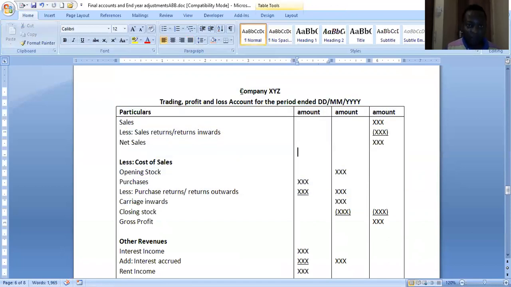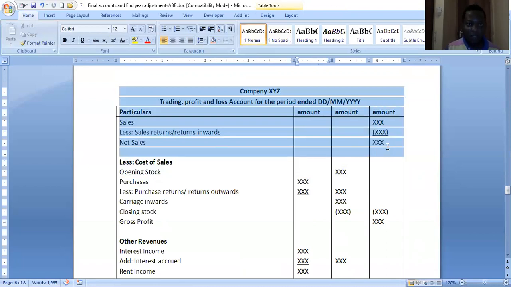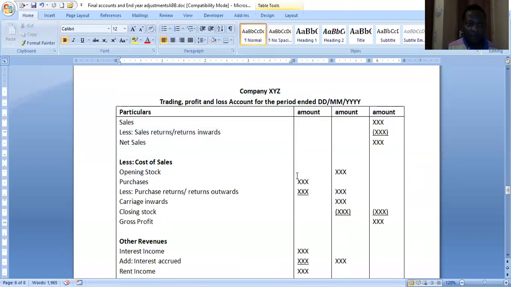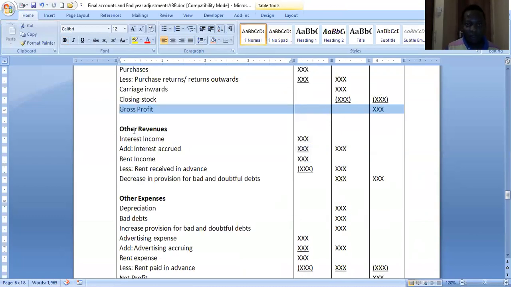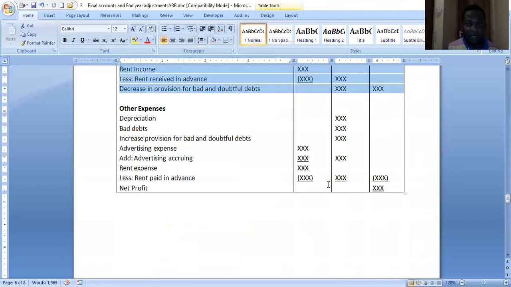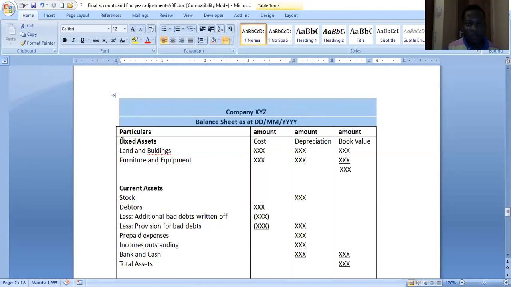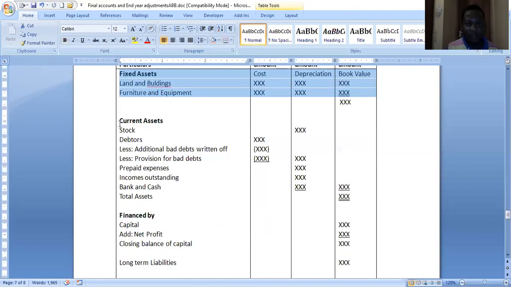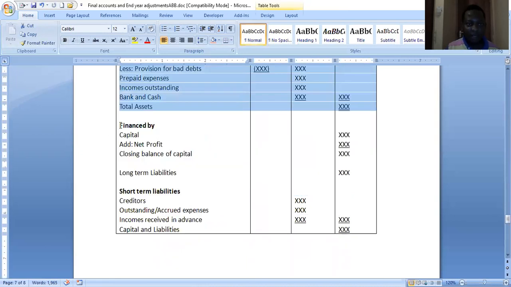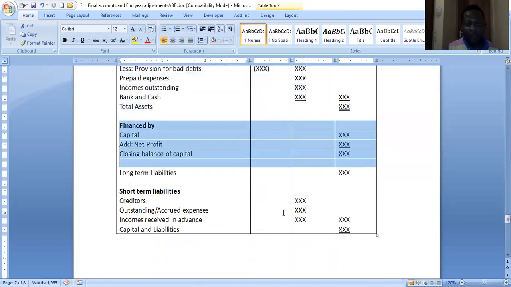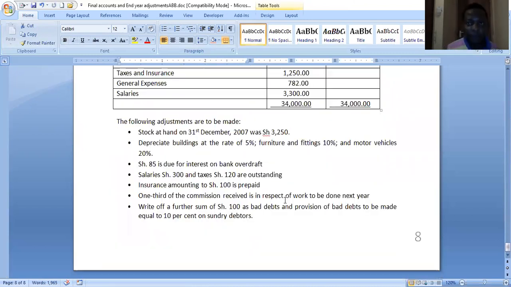So that's a format of a trading and profit and loss account, which shows the sales, the cost of sales, the gross profit, the other revenues, the other expenses, and the net profit. Then you have another example of a balance sheet, which shows the fixed assets, the current assets, the liabilities and capital. And then we have an example. So let's work on this example.